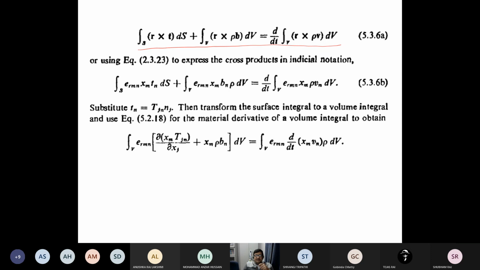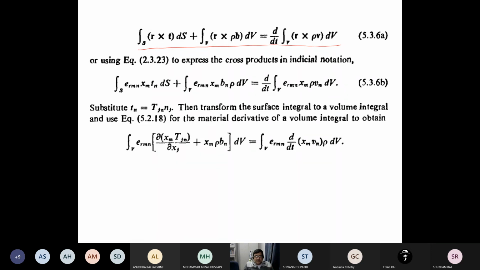Right. Now, if that is so, then what can I write? R cross T dS is epsilon Rmn, xm Tn dS. You have done this so many times. R cross rho B is epsilon Rmn, xm Bn rho dV. And R cross rho V is epsilon Rmn, xm rho Vn dV, where V is the velocity vector. So I just keep m and n together.